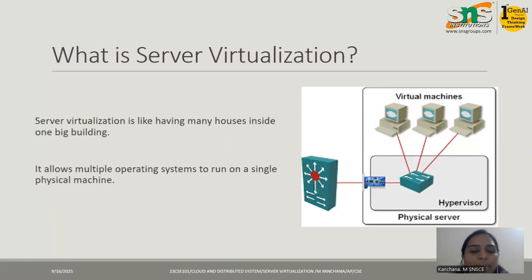Think of it like a big building with many houses inside. Each house is like a separate computer, but they all share the same physical machine. Server virtualization allows multiple operating systems like Windows, Linux to run on one computer at the same time. This saves space, reduces cost and makes managing apps easier. It's like giving each app its own private room in a shared building.